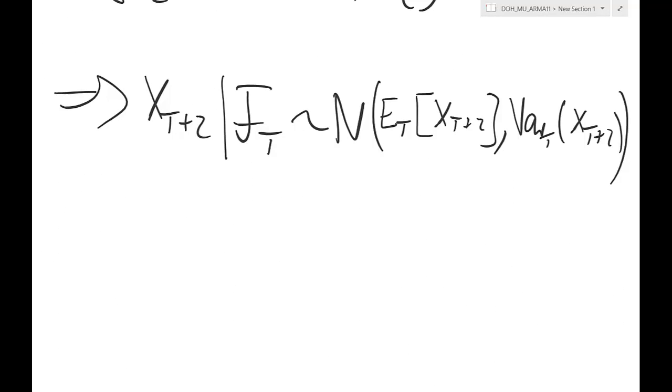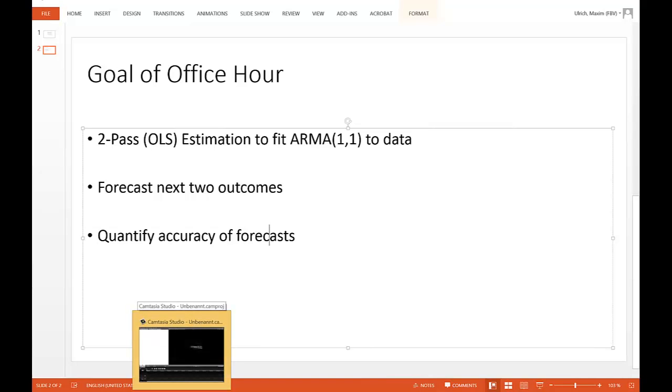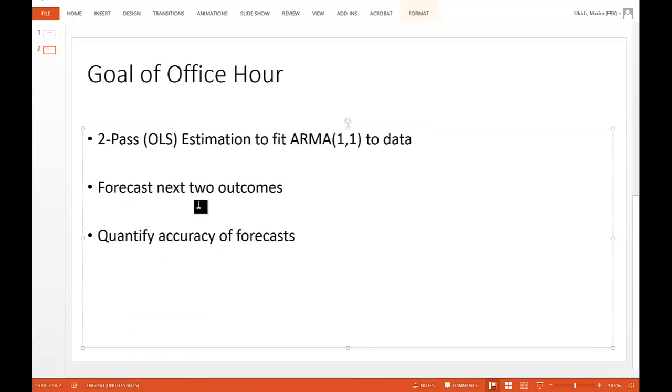Okay, so let's just see, what did we want to accomplish in that digital office hour? We used the two-pass estimation to fit an ARMA(1,1) to some training data. We rely just on OLS estimation. Then we were forecasting the next two outcomes, and we quantified the accuracy of the forecasts. We also again saw that if the epsilons are Gaussian white noise, then the entire forecast will be such that the realized value will come from a Gaussian distribution. On average, our forecast is correct, and the uncertainty around the forecast is characterized by the variance.